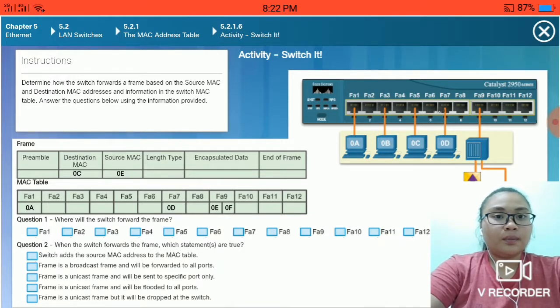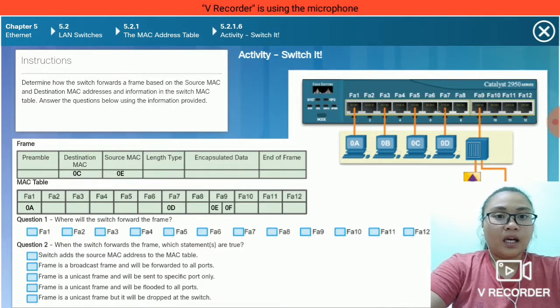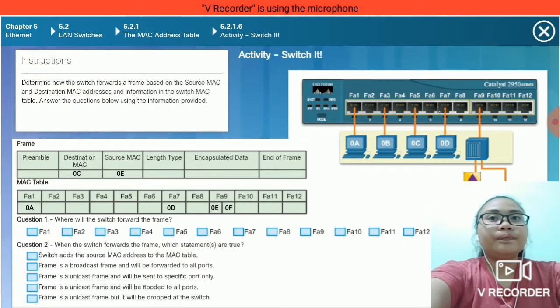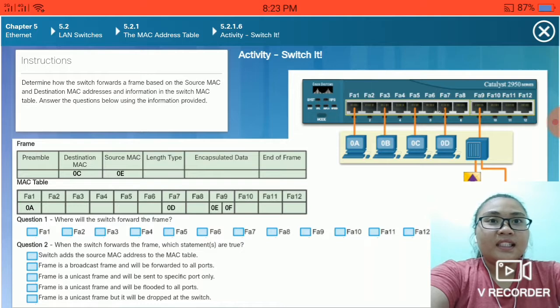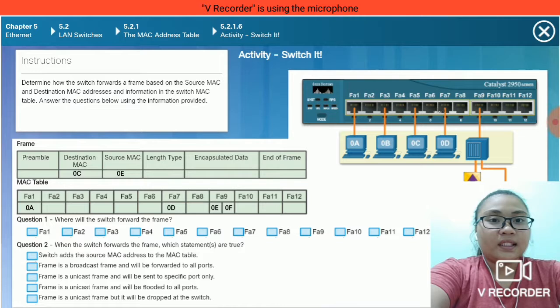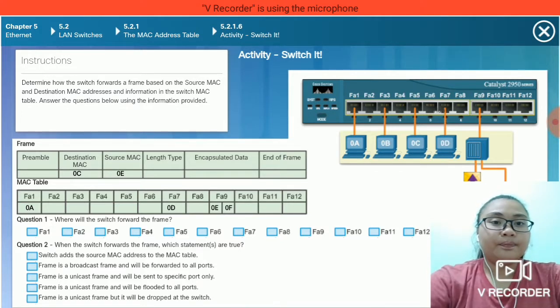Instructions: Determine how the switch forwards a frame based on the source MAC and destination MAC addresses and information in the switch MAC table. Answer the questions below using the information provided. Basically, this is a frame. When you have a frame, you have all this encapsulated. The frame has preamble, destination MAC, source MAC, length type, encapsulated data, and end of frame.